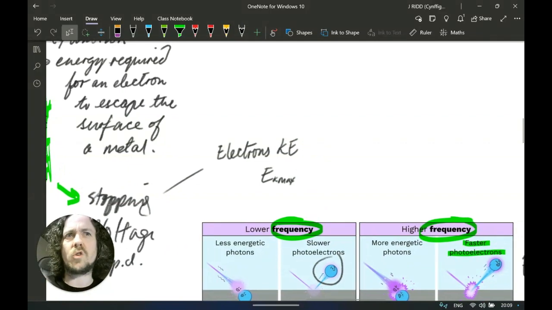Now what we want to do is stop that. We want to take away that kinetic energy. We want to do work against them equal to the amount of kinetic energy they got, because at the moment that kinetic energy is causing a current to flow, and if we provide a stopping potential or stopping PD, then we'll have done work against those electrons to slow them down and stop them.